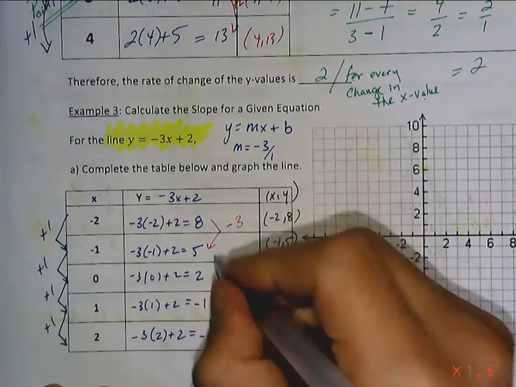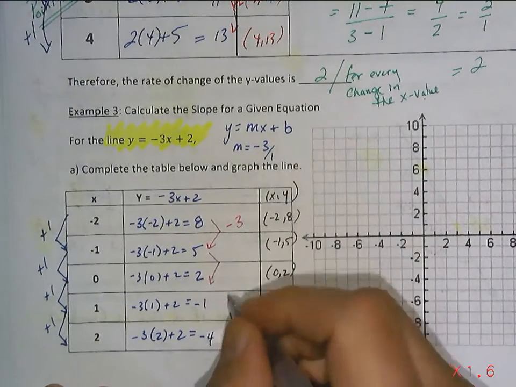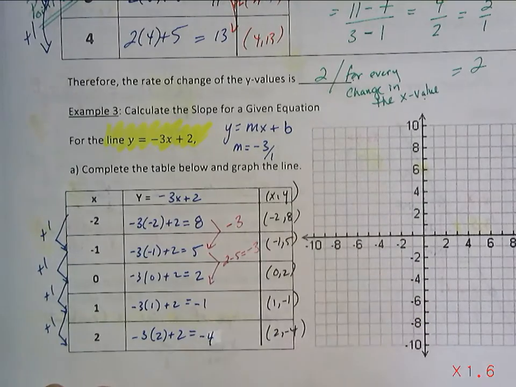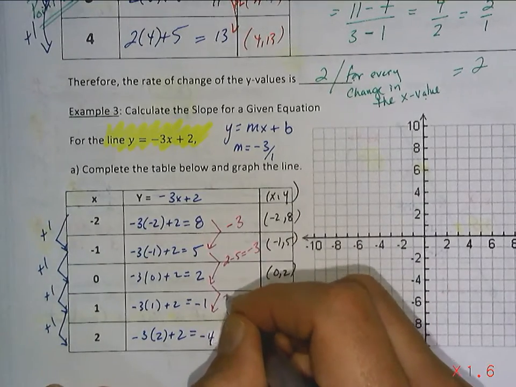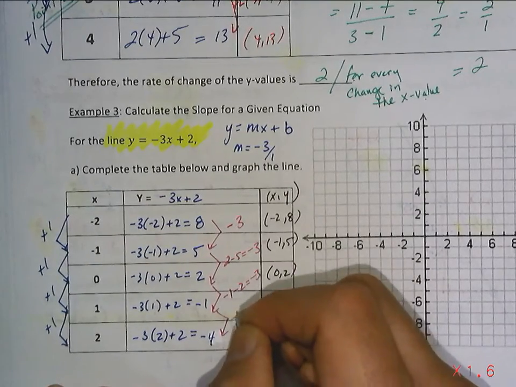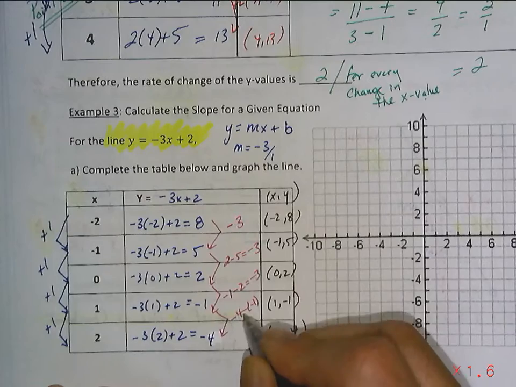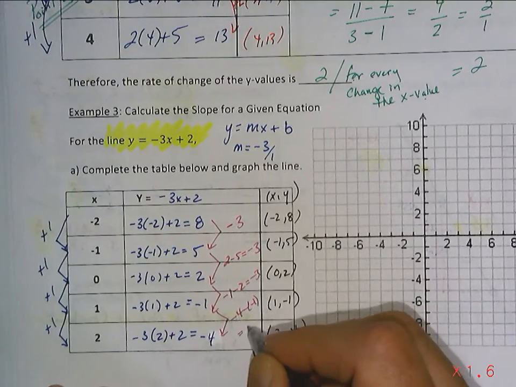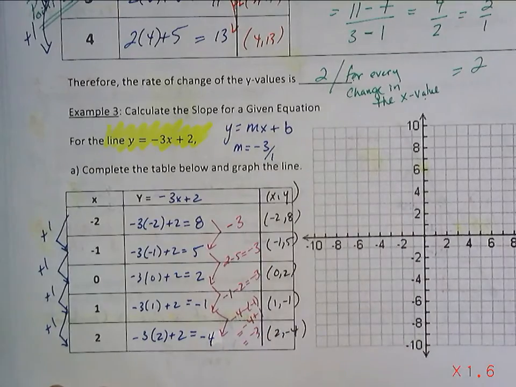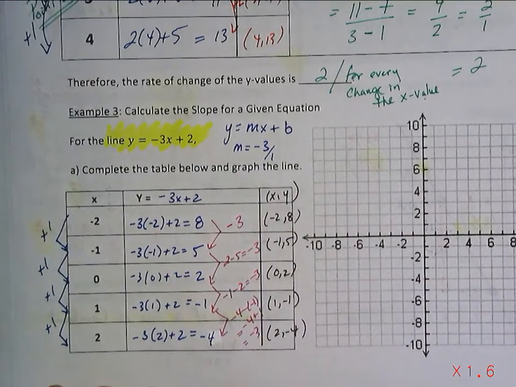And what's the difference between 2 and 5? Well, that's subtraction. So 2 minus 5 is negative 3. Negative 1 subtract 2 is negative 3. Negative 4 subtract negative 1. Negative and negative is positive. So it's going to be negative 4 plus 1 is negative 3. That's your slope. All of them are constant. That gives you a line.